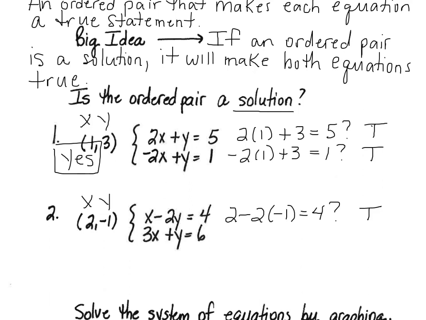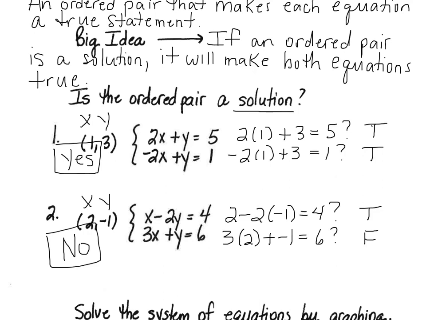Let's plug it into the bottom equation. I'm going to have 3 times 2 plus a negative 1, and I want to know, is that equal to 6? Well, 3 times 2 is 6, and then plus a negative 1 is 5, so I would end up getting 5 equals 6, and that's false. So since I found one of them that doesn't work, the whole answer for this is no. It has to work in both of them in order for it to be a solution.